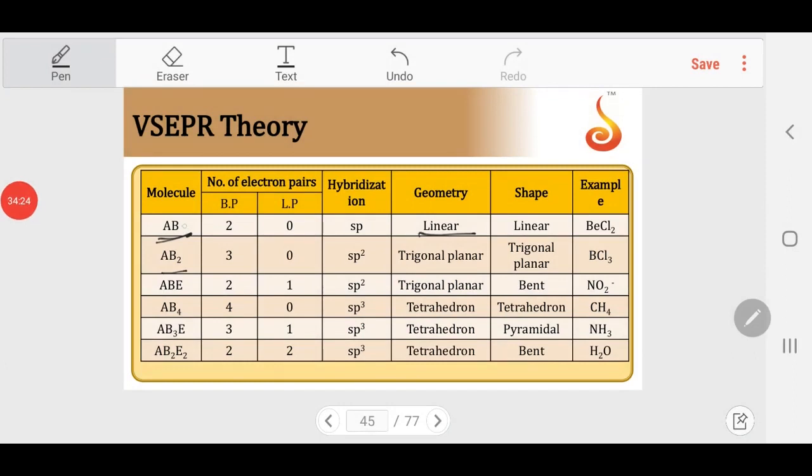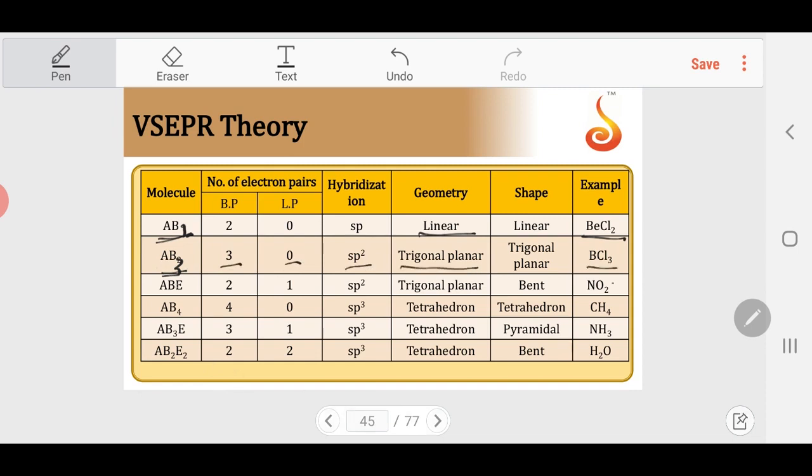So this would be AB2 rather than AB. AB2 means 2 bond pairs, 0 lone pairs, so it is linear. BeCl2 is the example. This is AB3. AB3 will have 3 bond pairs and 0 lone pairs, sp2 hybridization, trigonal planar, and BCl3 is the example.